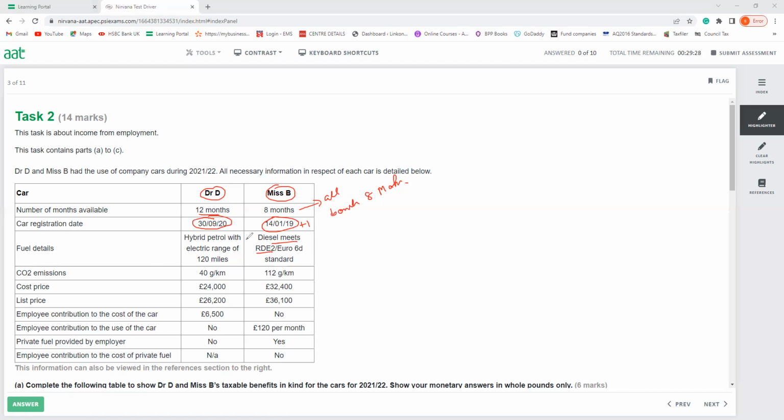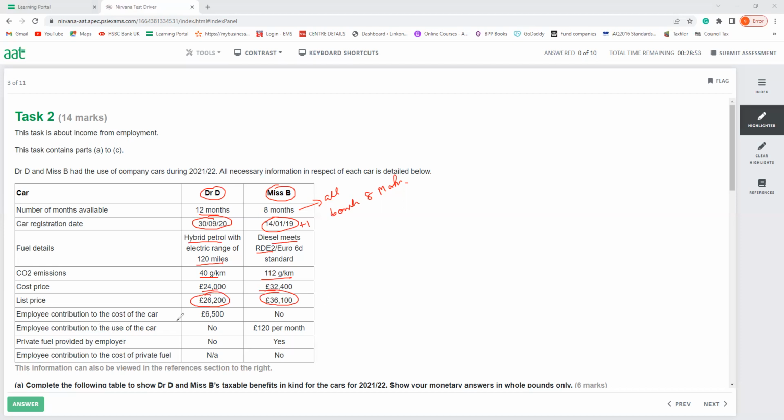The fuel detail: this is a petrol hybrid car, with an electric range of 120 miles. And this is a diesel that meets the RDE2 standard, so you don't have to add anything for RDE2. CO2 emissions are 40 grams and 112. Cost price is 24,032. We don't really need the cost price because you always take the list price. Remember that list price is more important. Cost price is not very important for us.